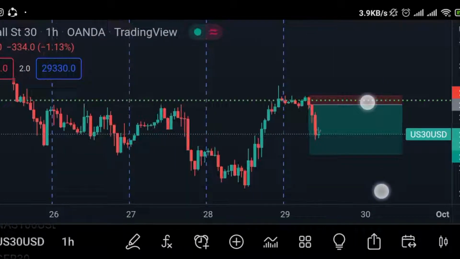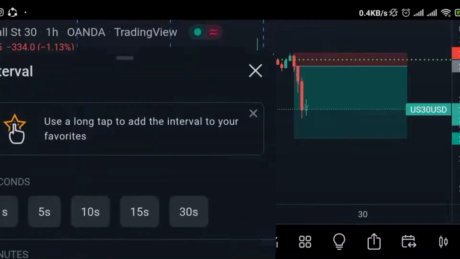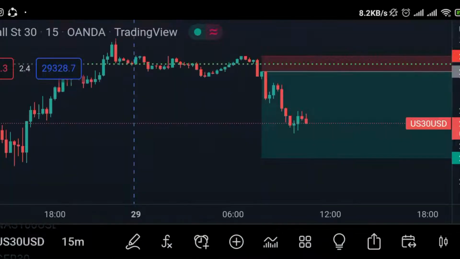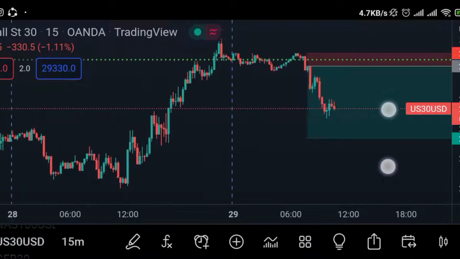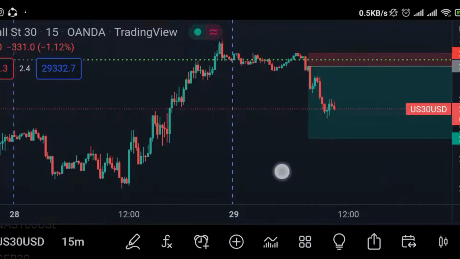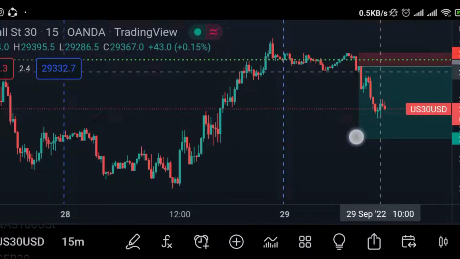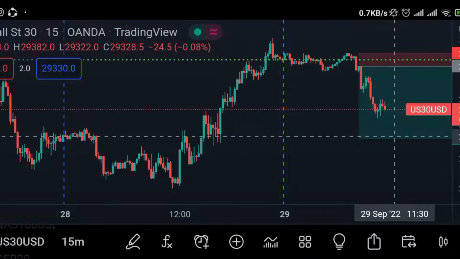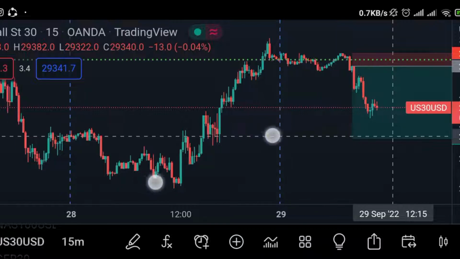Okay guys, as we can see, US30 has played out. Let me quickly go to the 15-minute time frame. As you can see, price has moved away from our entry point here to here. It's almost there, but so far the trade is going as planned. I don't think there's a lot to say, but obviously someone might ask how I came about that entry point.